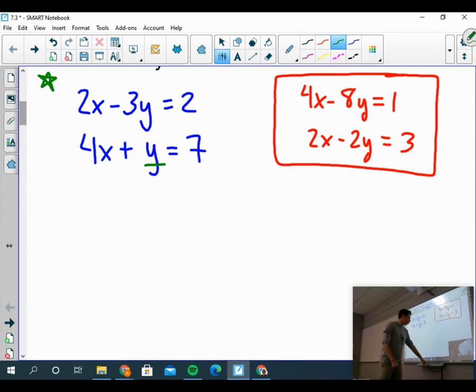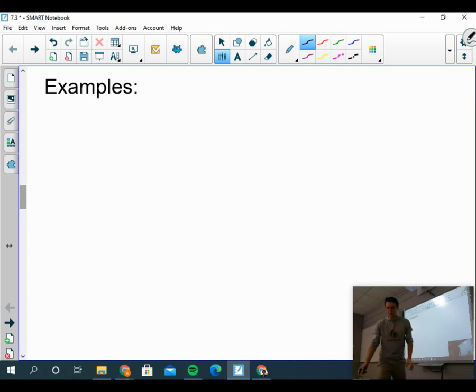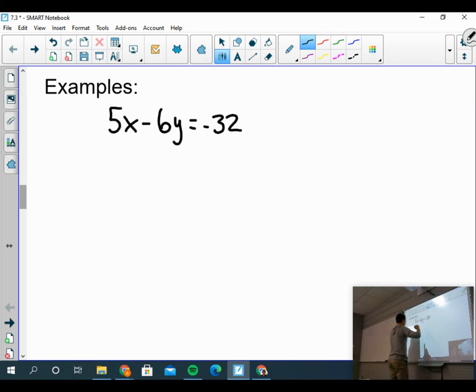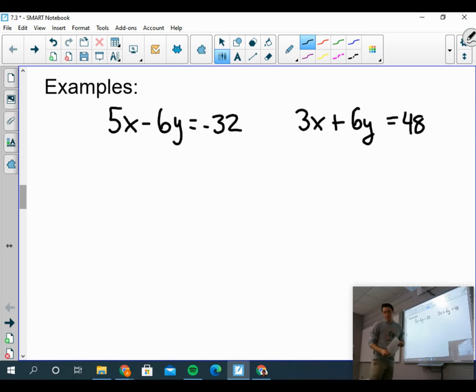Elimination helps us to solve systems of equations that are in standard form where there isn't an obvious variable to get by itself. Now, before we dive into the definitions of elimination, I think the easiest way we can kick this off is by solving an example. So I'm going to set up a system of equations. 5x minus 6y equals minus 32. And 3x plus 6y equals 48.